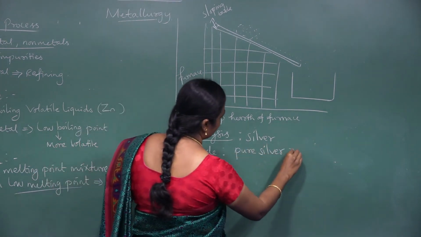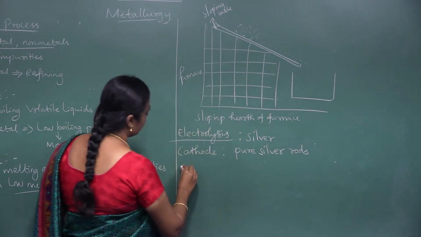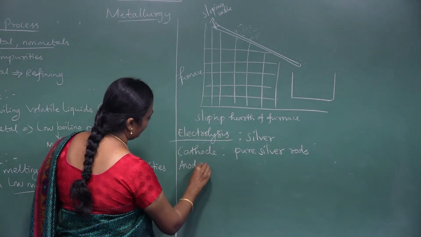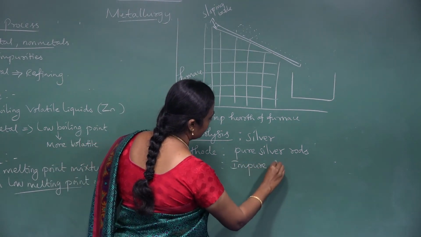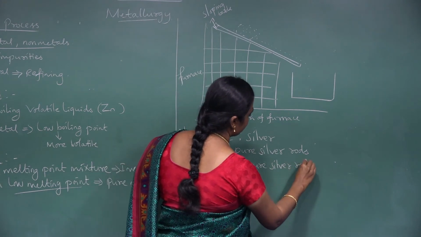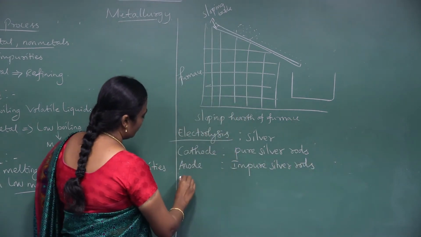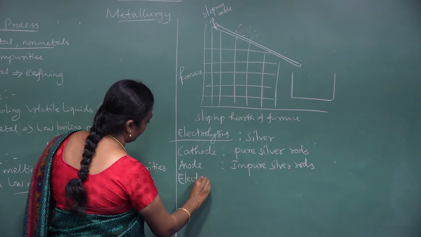Pure silver rods we can take in the form of a cathode, and in the same way, the anode will be impure silver rods. Okay, and what is the electrolyte?